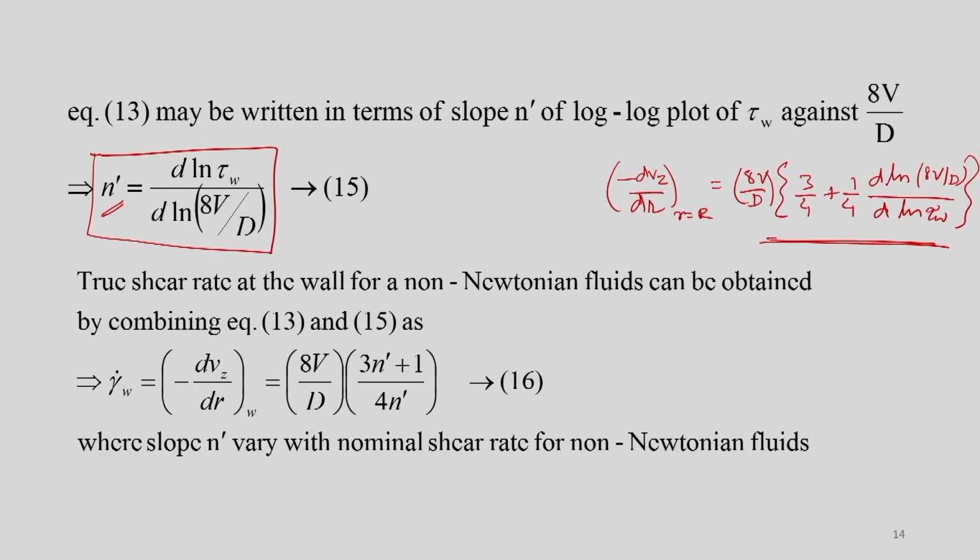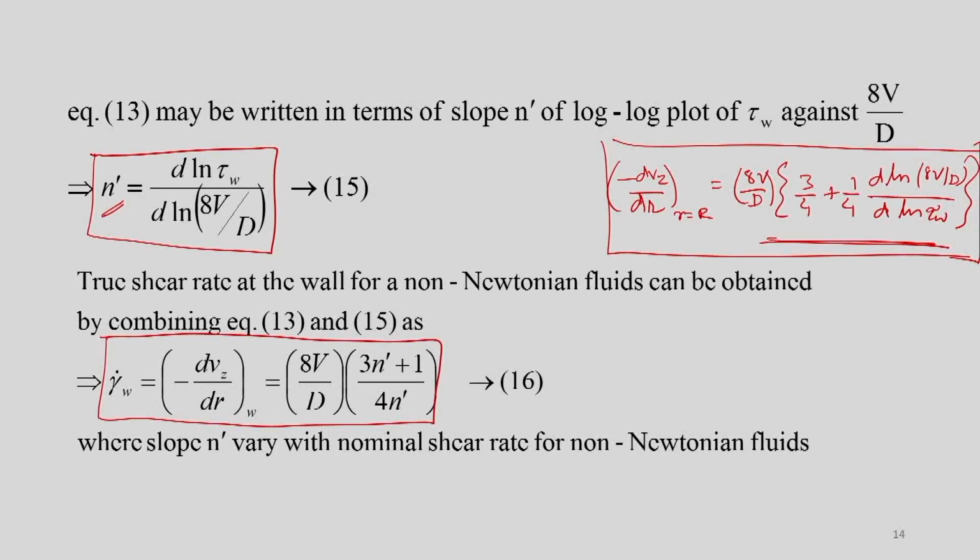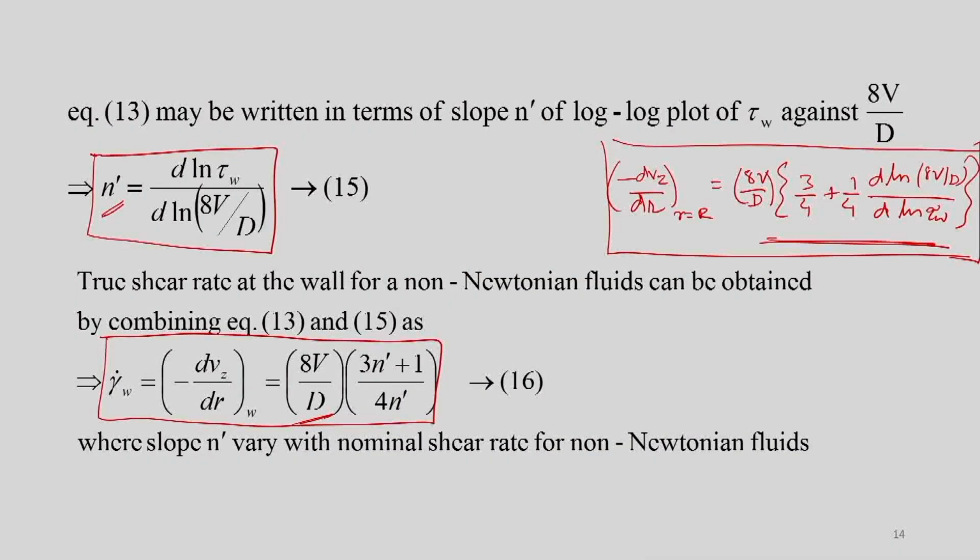So, now this equation 13, if we rearrange and write it, gamma dot w is equal to 8V by D multiplied by (3n prime plus 1) by 4n prime. This will give you the true shear rate for that particular fluid, where slope n prime may vary with nominal shear rate. 8V by D is the nominal shear rate or apparent shear rate, so this n prime value may vary with this nominal shear rate value if the fluid is a non-Newtonian fluid.